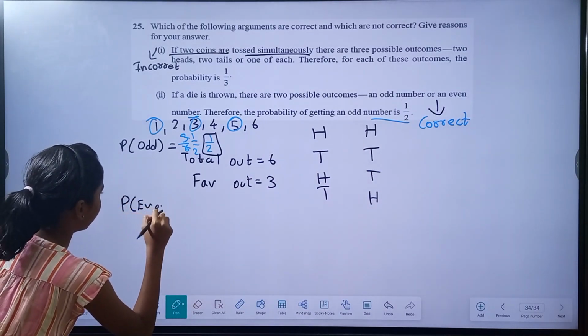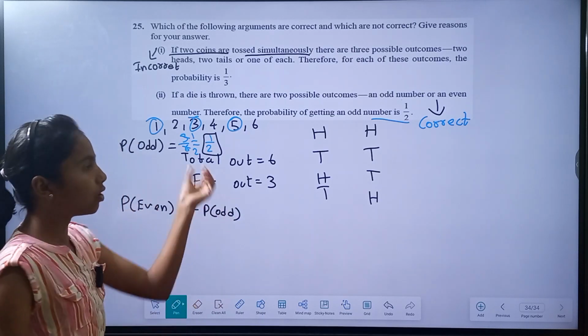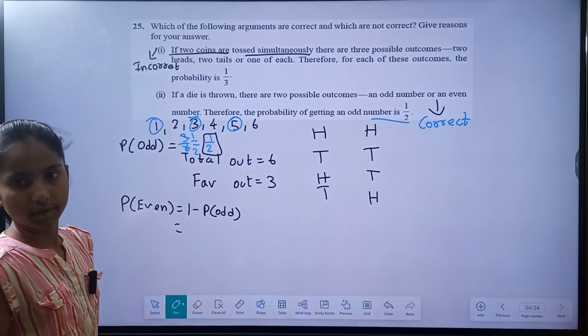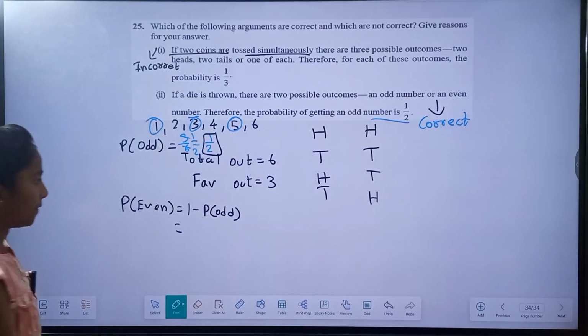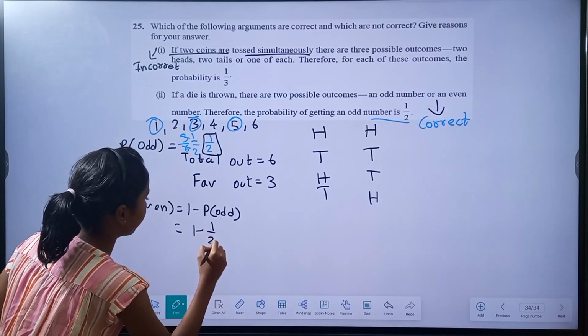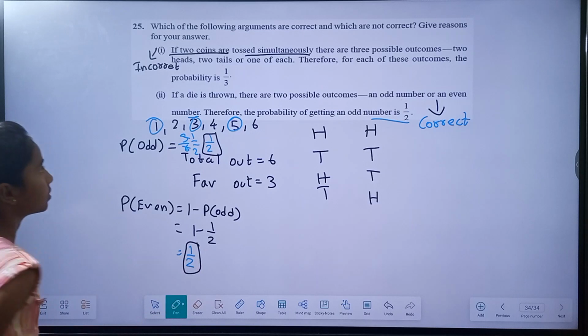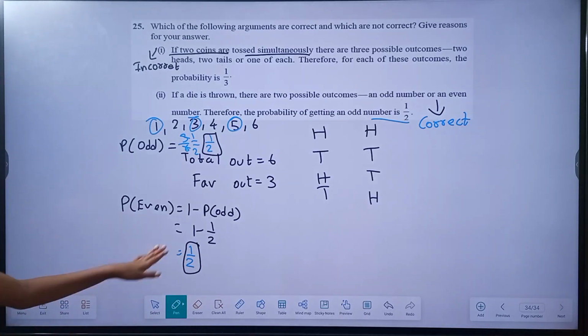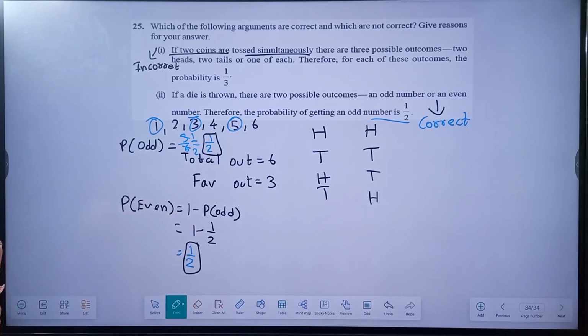P of even equal to 1 minus P of odd. These two are the only events, and these two are equally likely, with an equal number of favorable outcomes, 3 each. If you had favorable outcomes for odd as 3 and for even as 4, in that case we cannot write like this. We can write it, but those two are not equally likely. Here you get it because the favorable outcomes for odd and even numbers are the same.